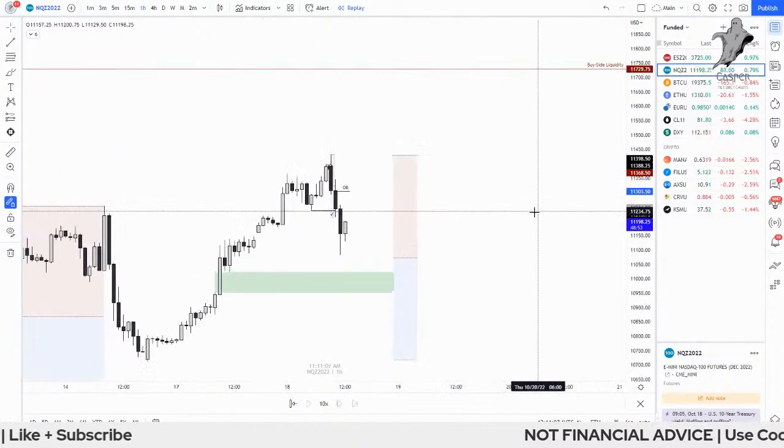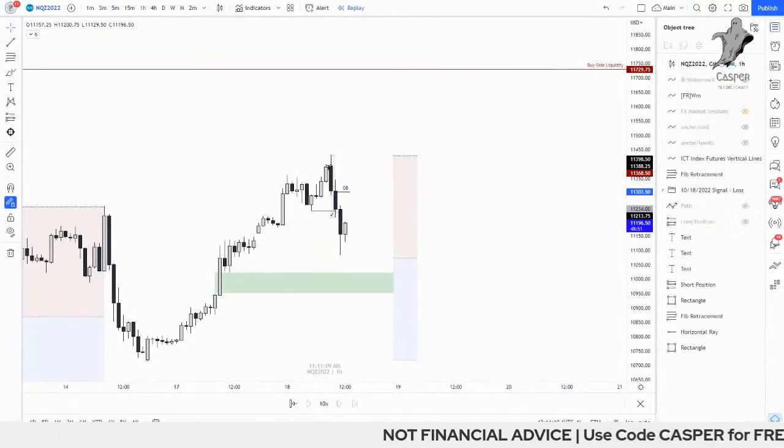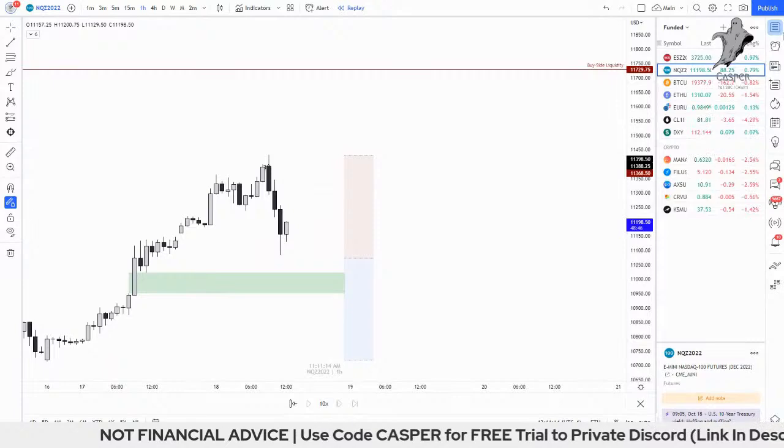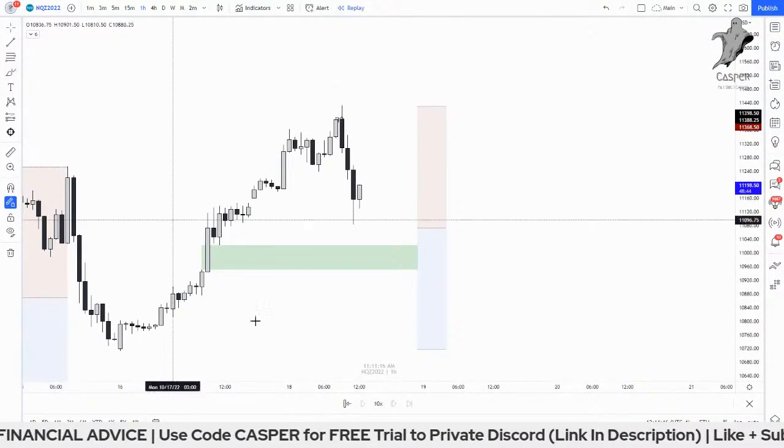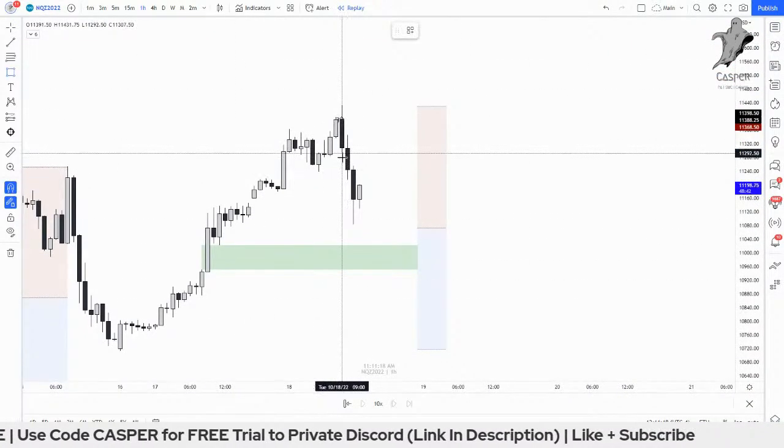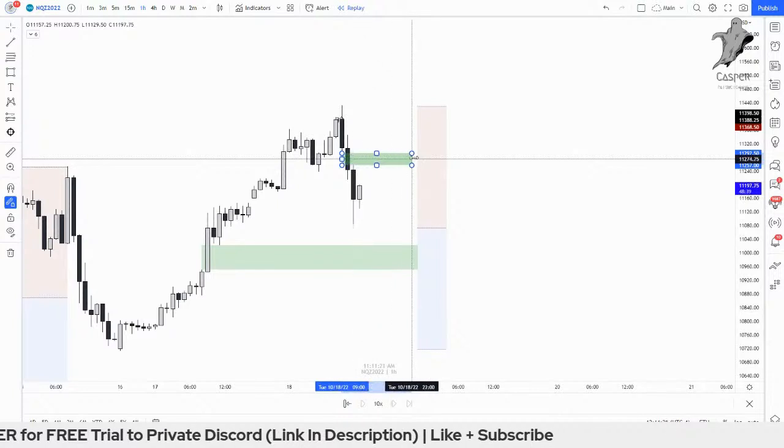I would probably look for price to return to this fair value gap. Let me hide this. I had been trading ES for a while. I'm leaning a little bit back towards NQ. Kind of switch between them, whichever one is moving clearer.